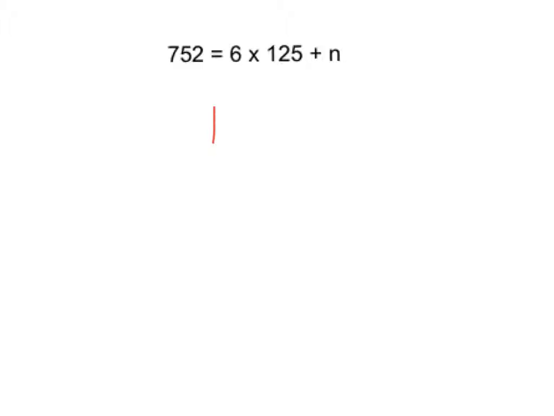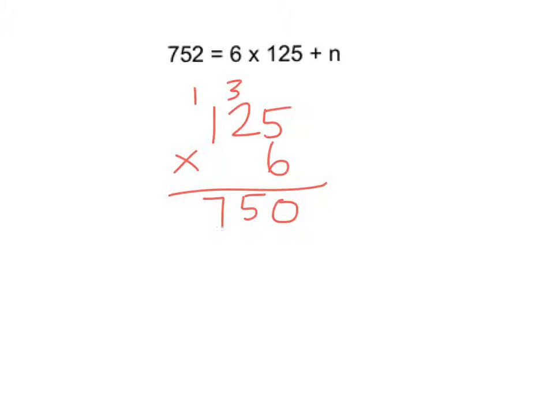So I'm going to multiply 125 times 6. 6 times 5 is 30. 6 times 2 is 12, plus 3 more, which is 15. 6 times 1 is 6, plus 1 more, which is 7. Okay, now I can see I'm really close. I multiplied and got 750, and I need this to equal 752. Now, I figured out my 6 times 125.